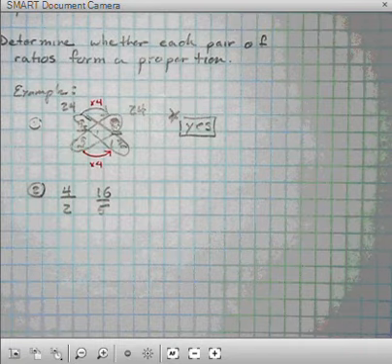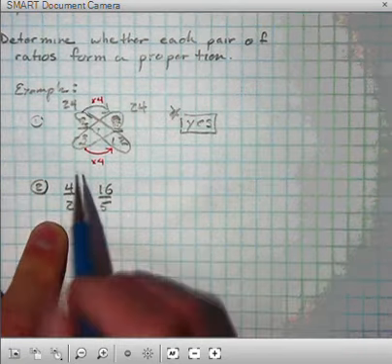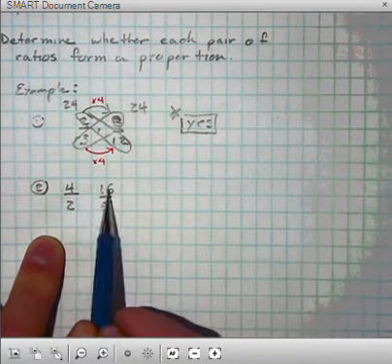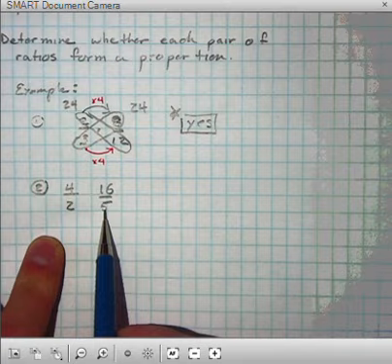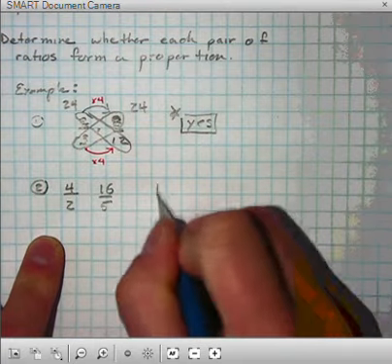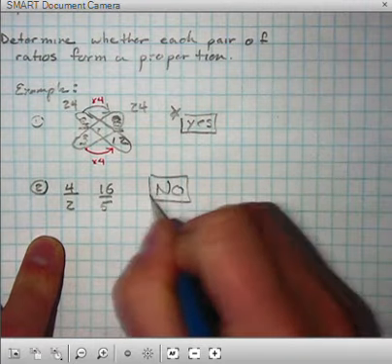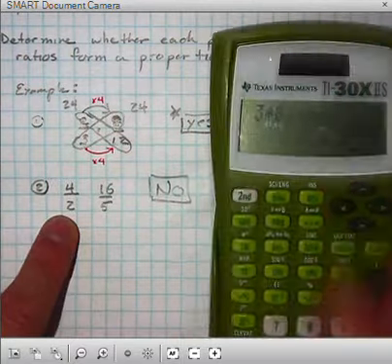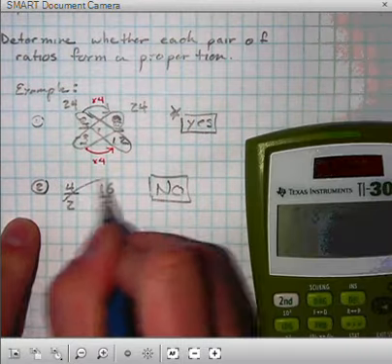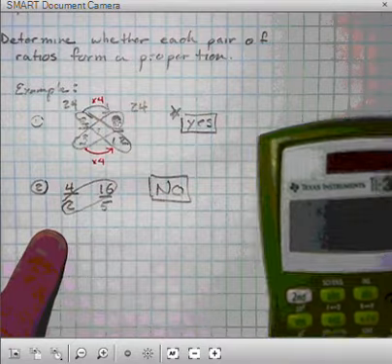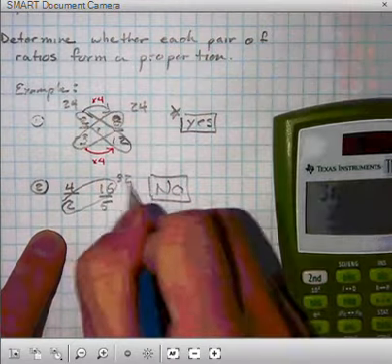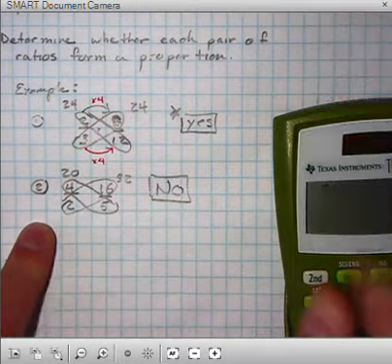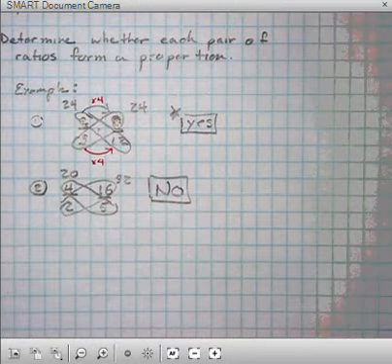Stuart? Yeah, I just look straight across here. 4 times 4 gives me 16. 4 times 2 gives me 8. Is that 8? So it's not. You could also double check that. If you do cross products, 2 times 16 gives me 32, and 4 times 5 gives me 20. So I know that those are not equivalent.